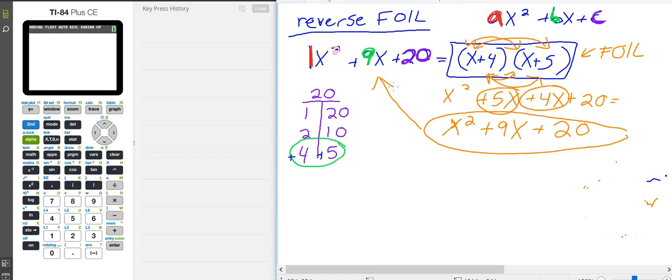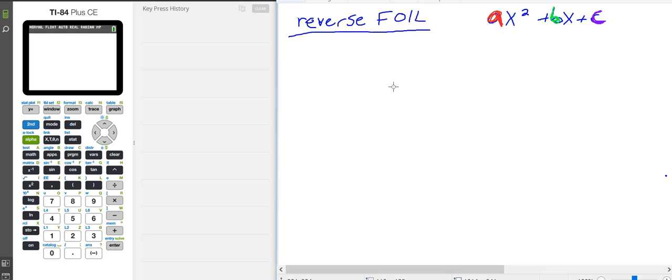Let's try another example. Let's say we have x squared plus 10x plus 16, and we want to factor this. The first thing we always want to do when factoring is check, is there a GCF? In this question, there's no GCF. The next thing we want to do is check, is this the difference of two perfect squares? Obviously it's not, because we have three terms, not two terms. So we're going to try to use reverse FOIL. Can we use reverse FOIL? Yes, we can, because our A term, the coefficient of x squared, is 1.